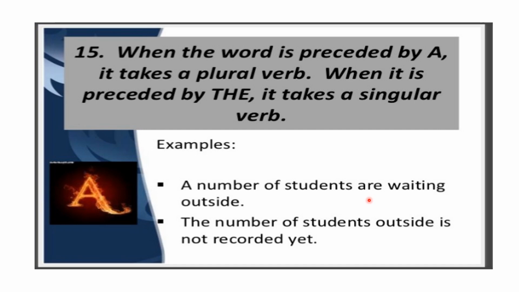This is a plural verb. And the number of students outside is not recorded yet. So it is the same. When there is the, then you will use the singular verb is. The number of students outside is not recorded yet. Or you could say was not recorded yet. So you will use a singular verb. So when a precedes it, then plural verb. When the precedes it, then you will use a singular verb.